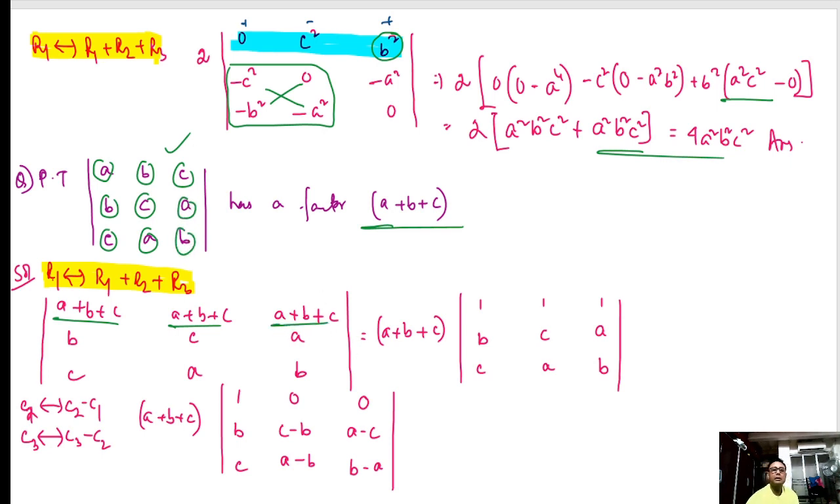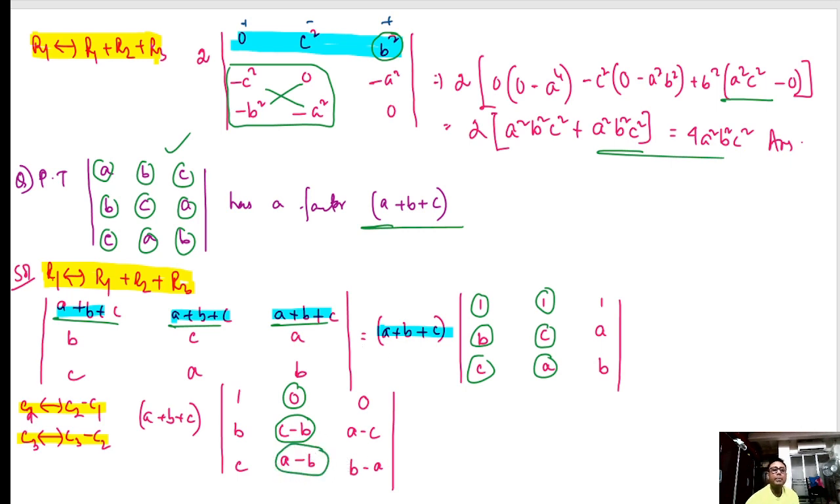Now take this, as this is becoming the common. So take it outside, it becomes 1, 1, 1. Now we are doing the operations. In C2 we will do C2 minus C1, in C3 we will do C3 minus C2. So C2 minus C1 and put it in C2. So that is 0. Similarly, C minus B, and A minus C.